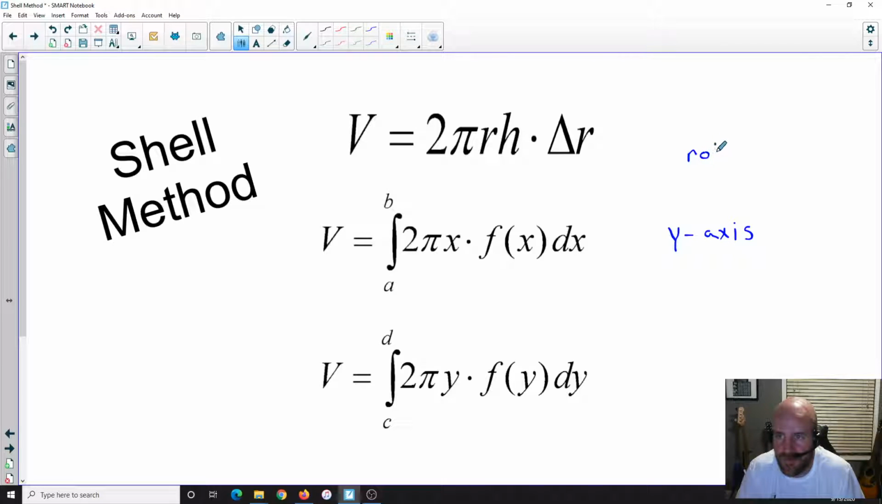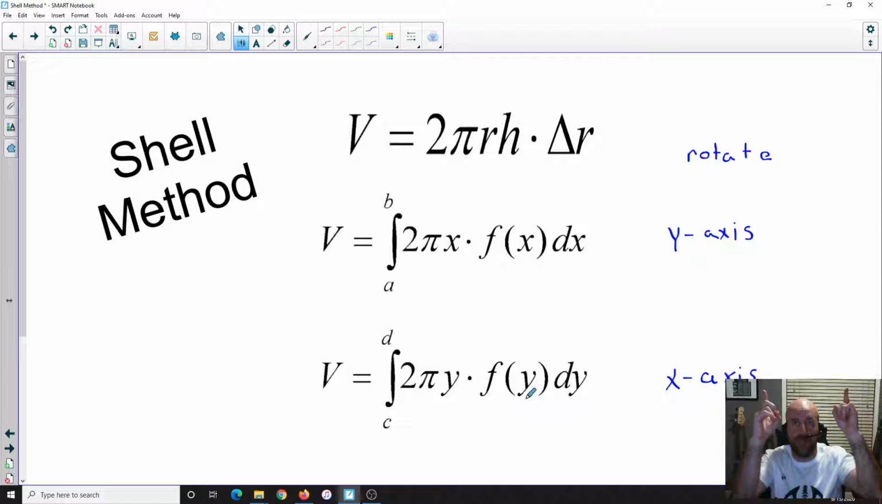So this is rotating around the y-axis, and if we are rotating around the x-axis, we have to be in terms of y. Remember, if I'm rotating around the x-axis, I have some distance like this. My two lines are parallel, and we're going to be rotating this thing around the x-axis. That's why we have to be in terms of y. So it'll take a little getting used to when we're thinking about the shell method. So let's get into the first example.